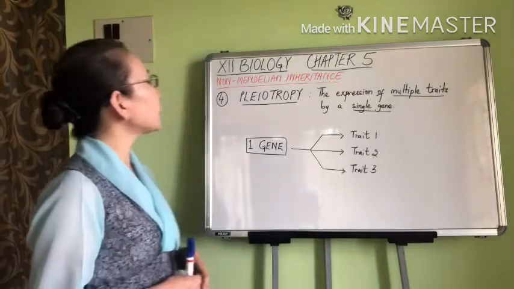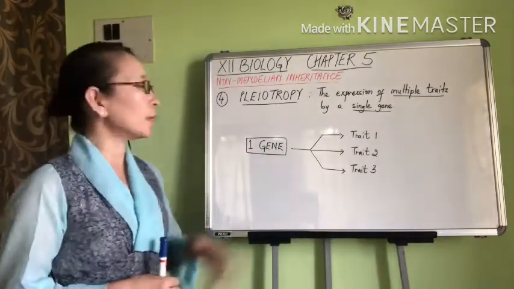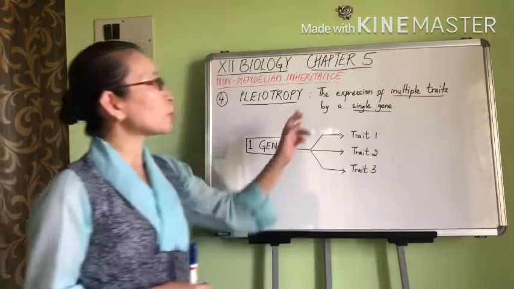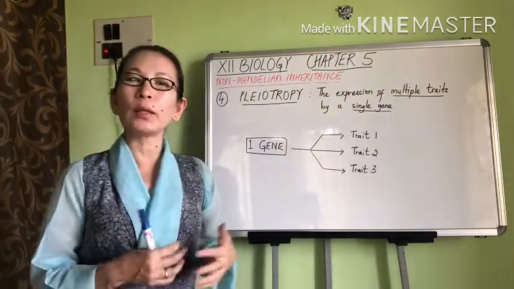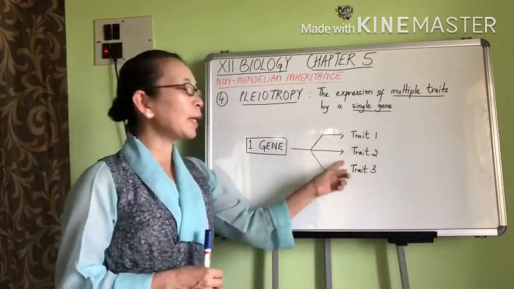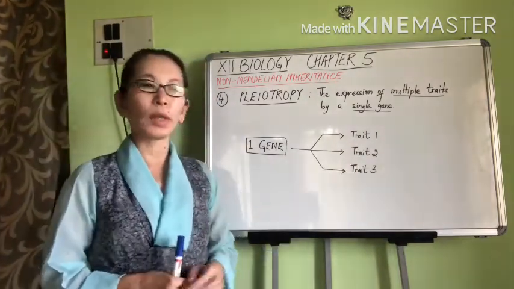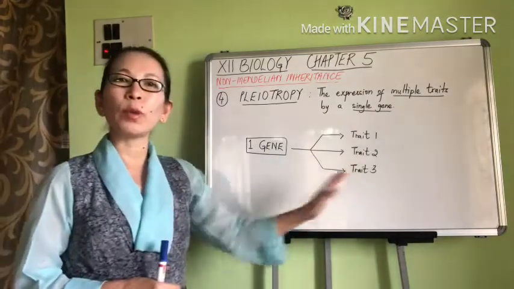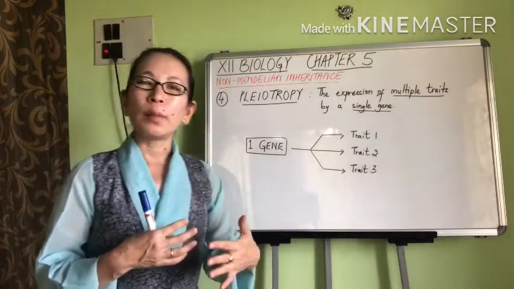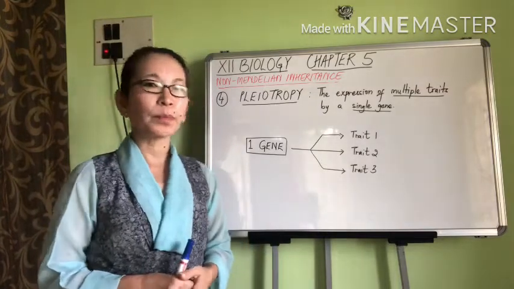Yet another non-Mendelian inheritance that I'm going to be taking up is pleiotropy. Now this refers to the expression of multiple traits by a single gene, or in another way we can say that this is the effect of one gene on many or several traits. Okay, this is just hypothetical. It need not always be one gene affecting 3 traits. It can be one gene affecting multiple traits.